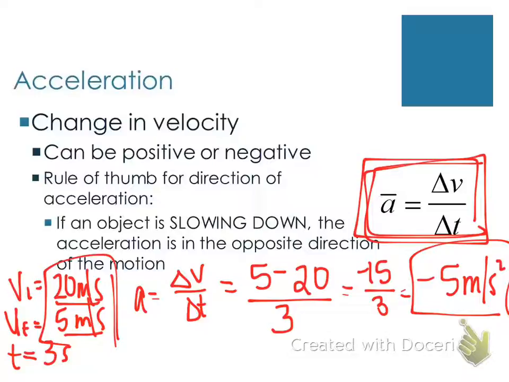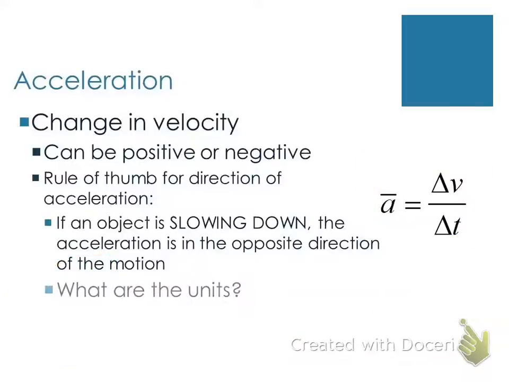Okay, so mathematically you can prove it. On a graph you can prove it. That rule of thumb is just kind of an extra little thing for you to remember to check yourself. My acceleration should be negative here, or it should be positive. Okay? Questions about that? Okay.